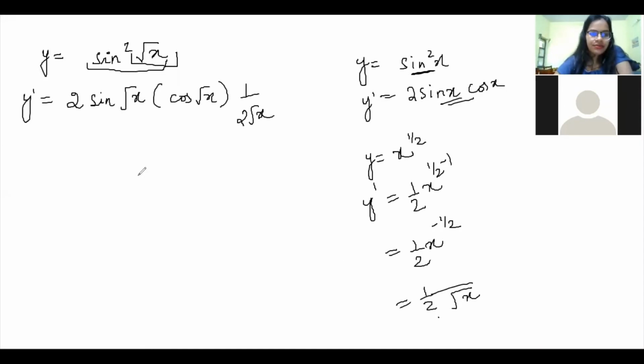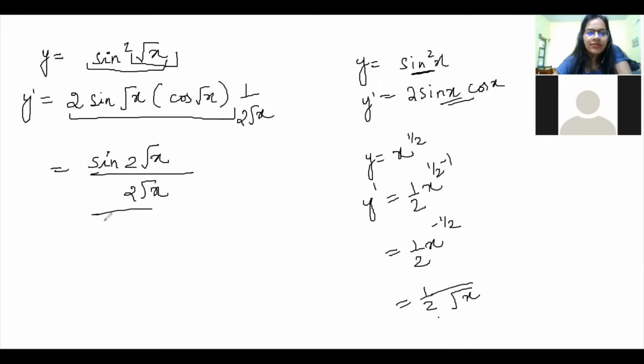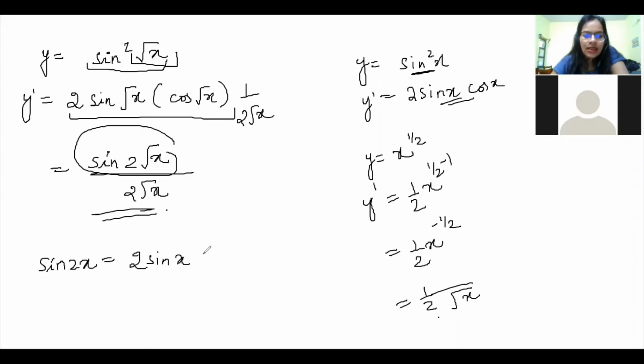Now, this entire thing can be written as sine 2 root x by 2 root x. So this will be your answer. Now, why sine 2 root x will be there? Because if you remember the formula, sine 2x is 2 sine x cos x. Okay. So this is your formula. Now it's clear?